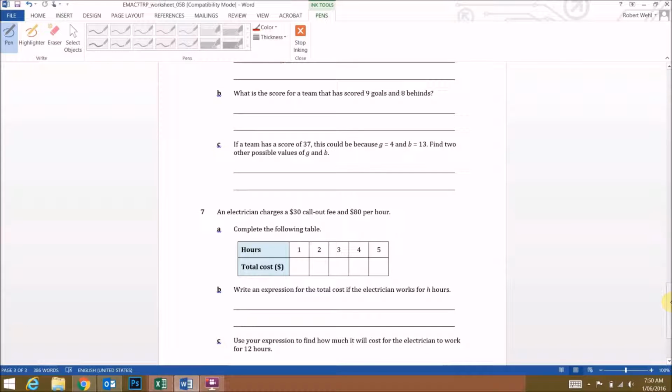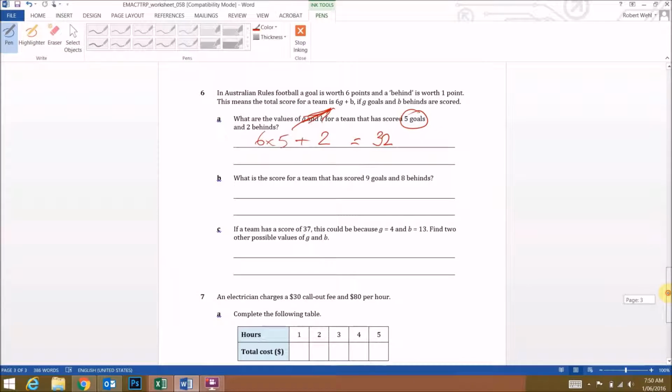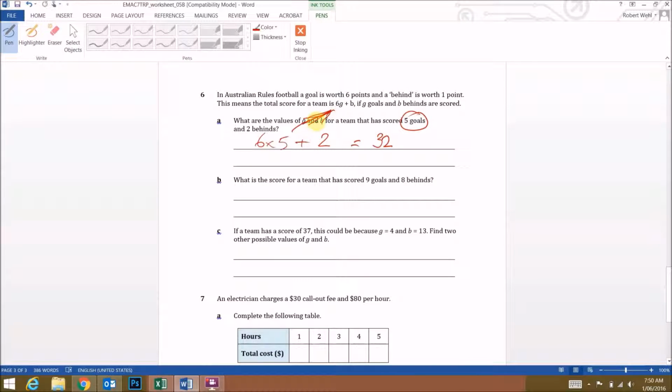Next one. What is the score for a team that has scored 9 goals and 8 behinds? Once again, we write 6 times G, in this instance equals 9, plus B, which in this instance equals 8. 6 times 9 is 54, plus 8 is 62.